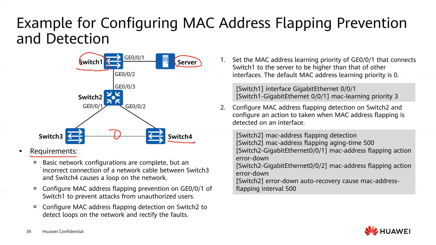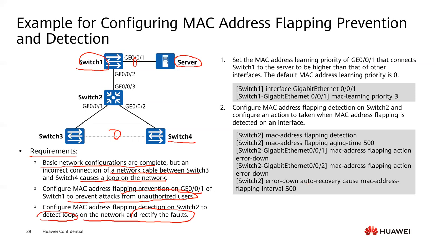The requirement is that the basic network configurations are completed. It means STP, for example, and the VLANs have already been configured. But an incorrect network cable connection between switch 2 and 3 causes a loop on the network. It means it is a link. Configure MAC address flapping prevention on this port. It means this port of the switch prevents attacks from unauthorized users. And then we need to configure MAC address flapping detection on switch 2 to detect loops on the network and rectify the faults.